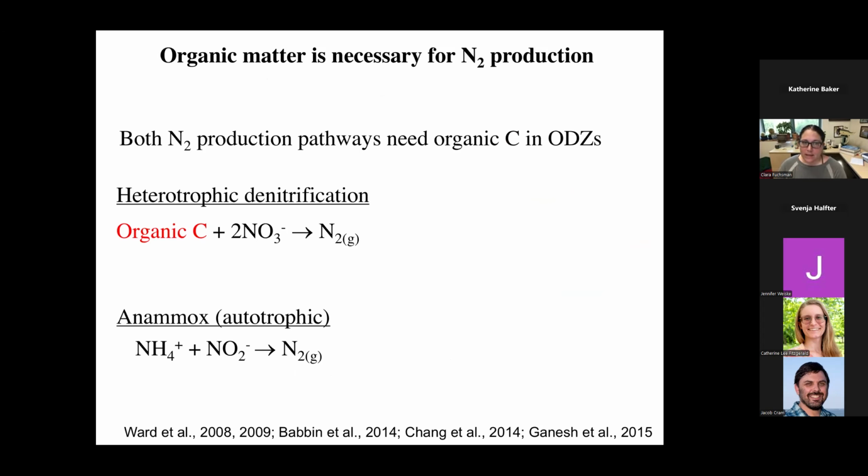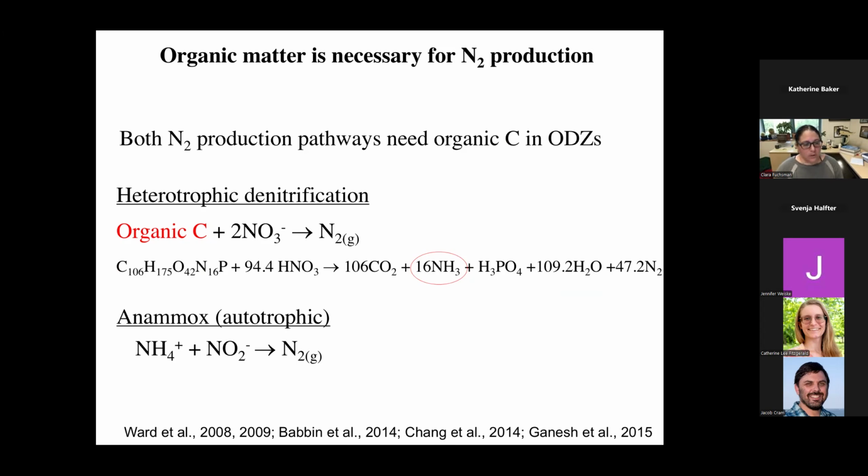So organic matter is necessary for N2 production, and actually both N2 production pathways need organic carbon in oxygen deficient zones. Heterotrophic denitrification is obvious because it uses organic matter. But anammox, which is an autotrophic process, needs ammonia. And if you get away from the coast, ammonia is basically unmeasurable in the water column. So it needs organic matter degradation to produce ammonia.